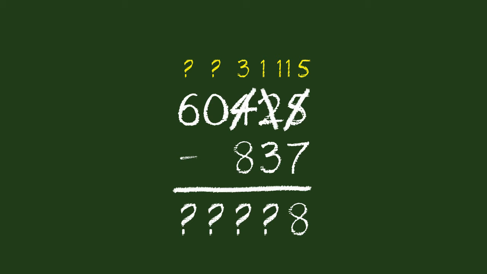Now we can subtract 11 minus 3 in the tens column. 11 minus 3 equals 8, so we have 8 for the answer in the tens answer location.